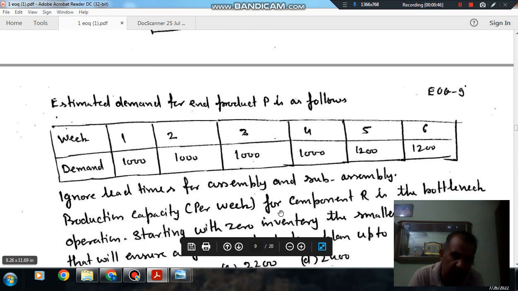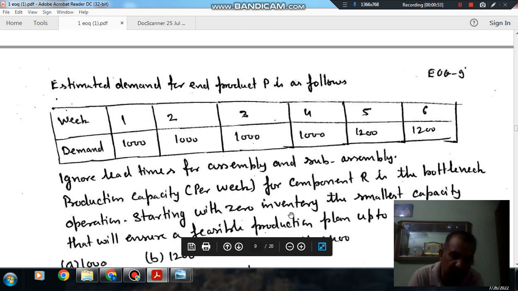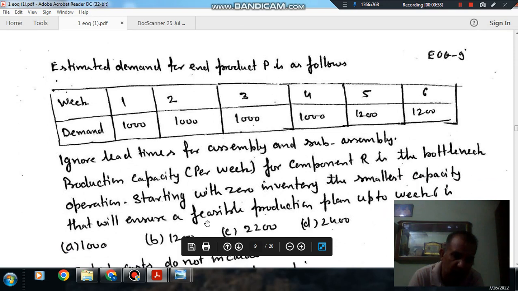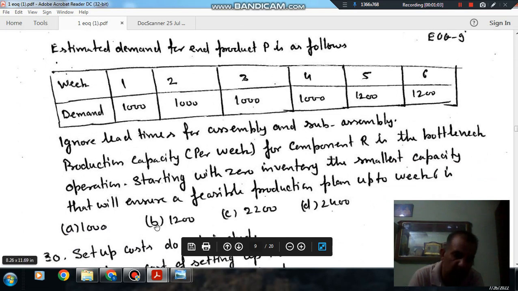Production capacity per week for component R is the bottleneck operation. Starting with zero inventory, the smallest capacity that will ensure a feasible production plan up to 6 weeks is: option A, 1000; option B, 1200; option C, 2200; and option D, 2400.